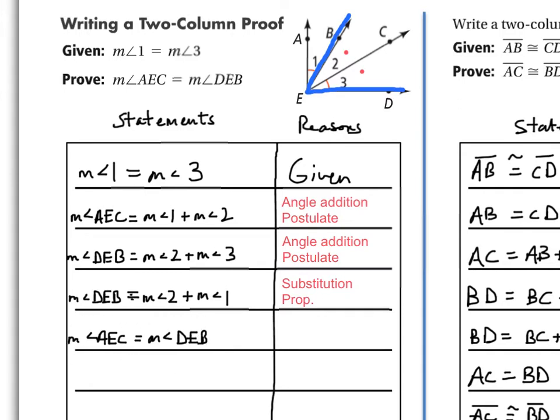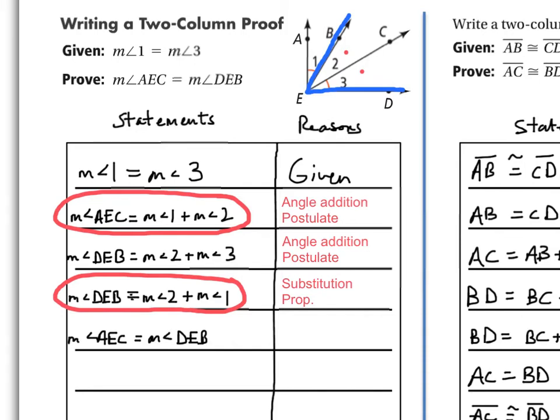And if you look, and I'll outline this, if you look at these two right here, it says DEB is 1 plus 2, and AEC is 1 plus 2. Well, if they're both equal to the same thing, if they're both equal to 1 plus 2, then they're both equal to each other, okay? Which means in this case, we're using the transitive property. We've got 3 things that are equal to each other.